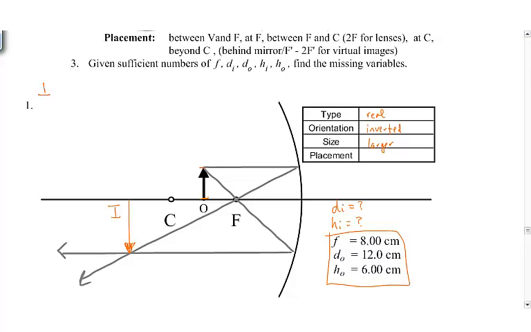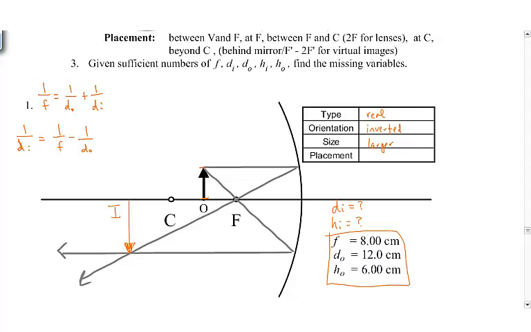We're going to use our equation: 1 over the focal length is equal to 1 over the distance to the object plus 1 over the distance to the image. Solving for di, I'm going to subtract the 1 over do from both sides. So 1 over di will equal 1 over f minus 1 over do. You'll notice that each of these fractions are inverses.